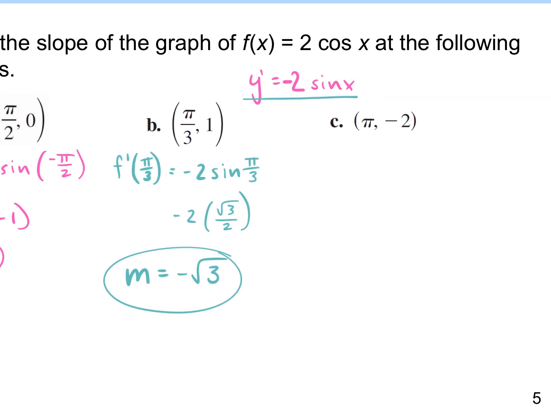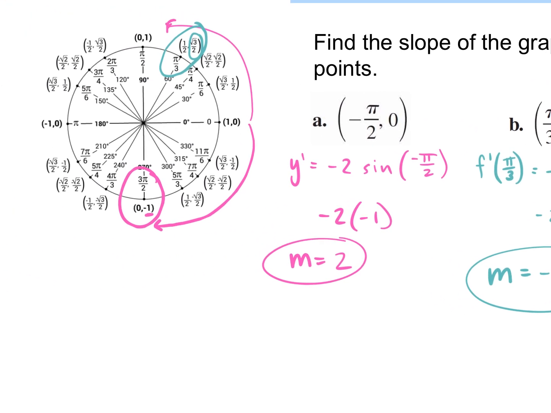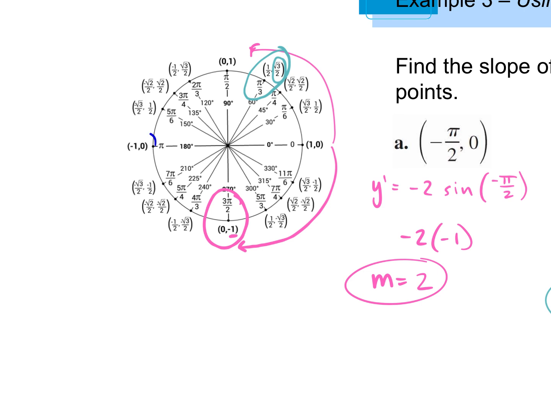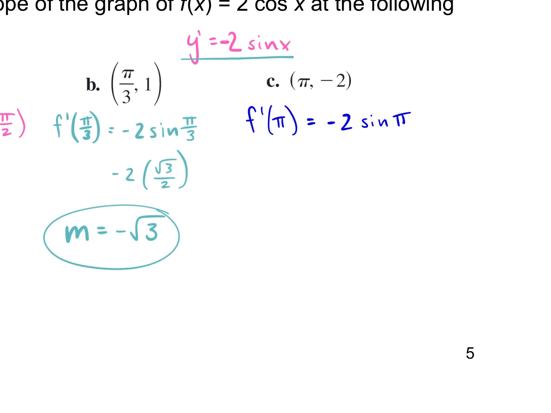And then let's do the same thing for c. So here we're finding f prime of our x value is pi. So negative 2 times the sine of pi. Let's go to our unit circle, find the sine of pi. Sine tells us we look at the y value, so it'd be 0. Sine of pi is 0. So we have negative 2 times 0. So what's our slope here? 0. Awesome.